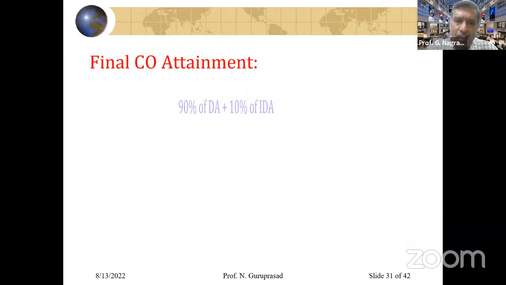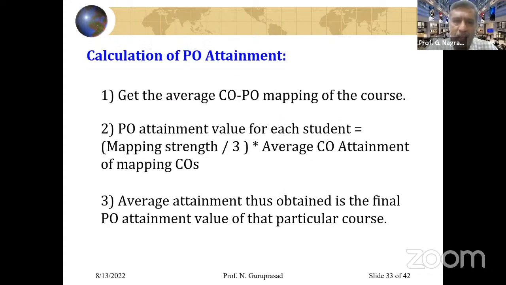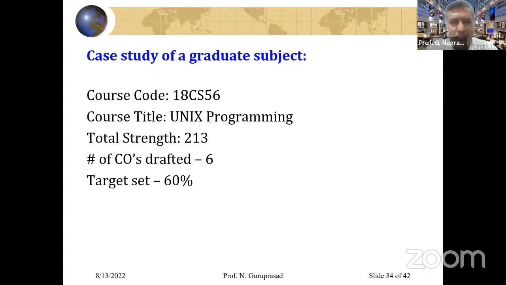As the title says, it's a case study. Let me give you the result of the case study and wind up. The final course outcome attainment, we do it as 90% of the direct attainment and 10% of the indirect attainment. Now, this is a case study of a subject which I handled last semester. It was titled Unix Programming. All computer science professionals will understand what exactly Unix is all about.